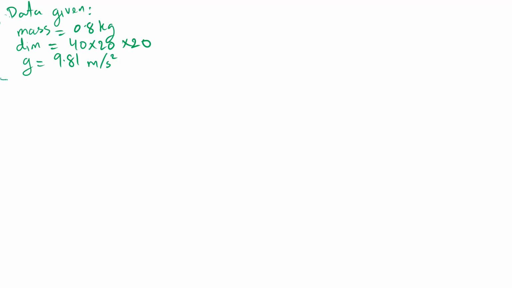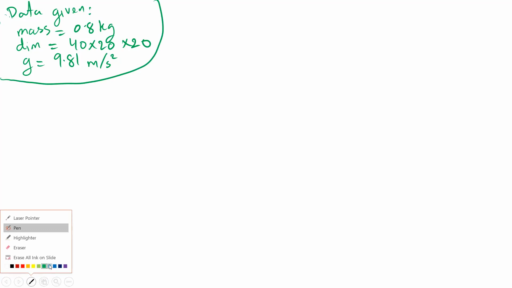So we know that the mass is actually 0.8 kilograms, and the dimensions are 40 cm by 20 cm by 20 cm. And we can take gravity g to be 9.81 meters per second squared. Okay, so these are all the data we were given. And we know that gravity, of course, we can take as 9.81 since it's a standard.